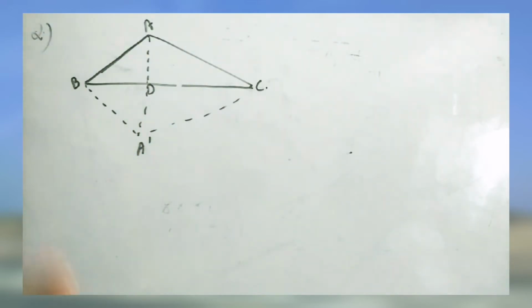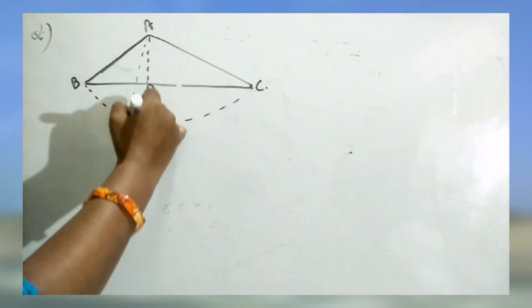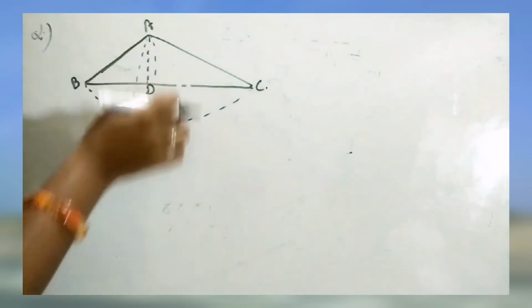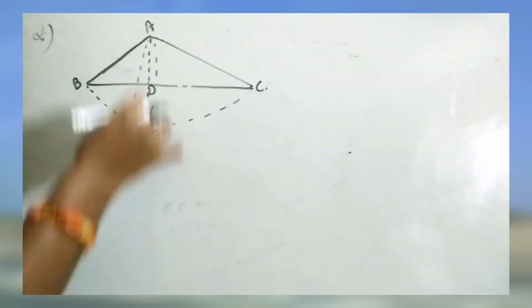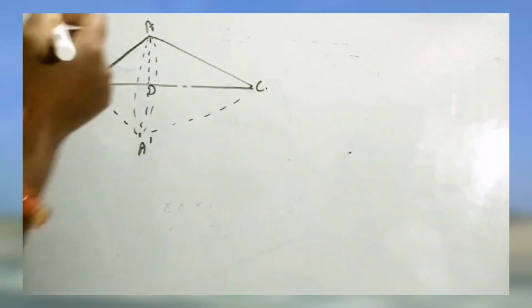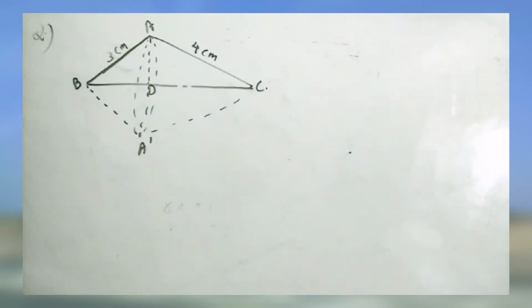The double cone means in the same figure we have two cones. The first cone is A dash with the diameter A dash, and the second cone is A dash with the same diameter A dash. We need to find out the volume and surface area of these two cones. So first we are going to find out the dimensions of this cone. It is given that AB is 3 centimeter and AC is 4 centimeter. Now first we are going to find out the length of BC.